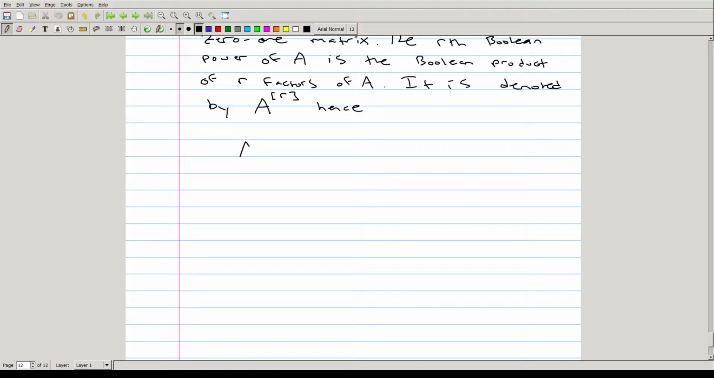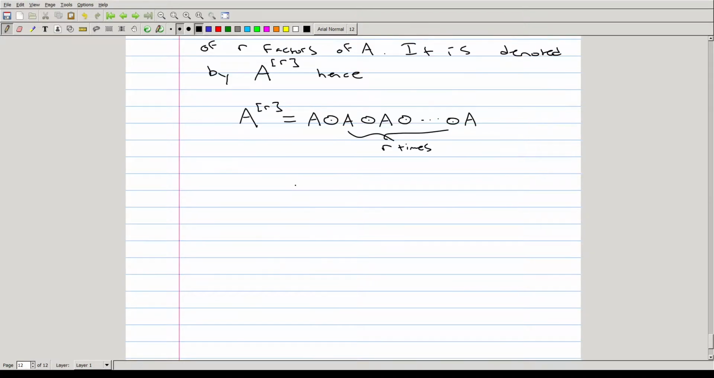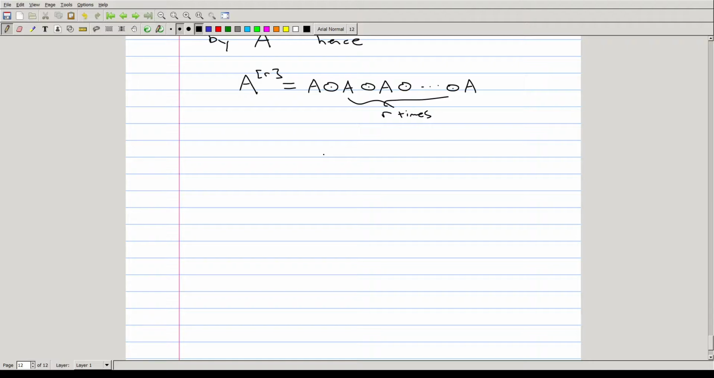Hence, you have that A to the R in brackets is A Boolean product with A, Boolean product with A, and so on and so forth, and we have R multiplications here. And this is well defined because we can show relatively straightforwardly that the Boolean product of matrices is associative, just like the normal matrix product.